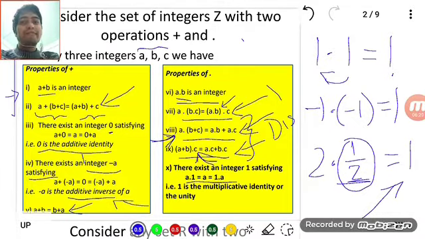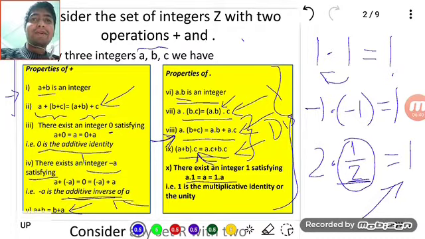That is why if you see all these 10 properties, there is no mention that every element must have a multiplicative inverse. You do not see that. Property number 4 says there exists an additive inverse, but you don't see any property that says that every element must have a multiplicative inverse. So this is the property of integers with respect to plus and with respect to multiplication. Now let's see.